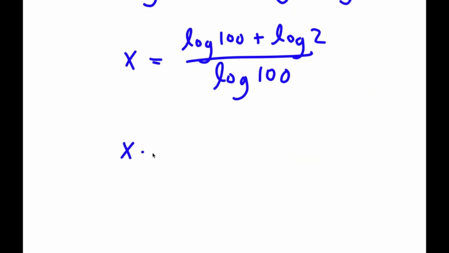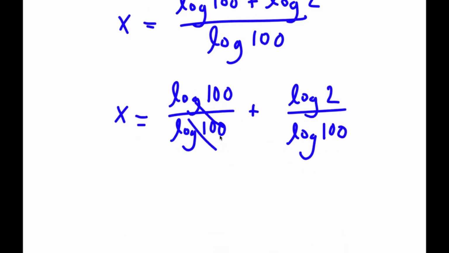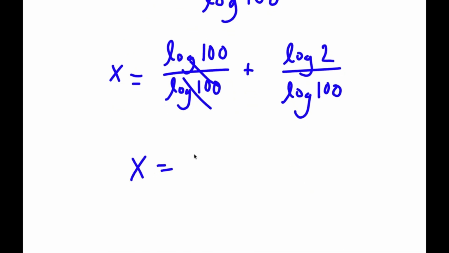Now this is the same thing as log 100 over log 100 plus log 2 over log 100. And log 100 and log 100, those two cancel out, so now I have x is equal to 1 plus log 2 over log 100.